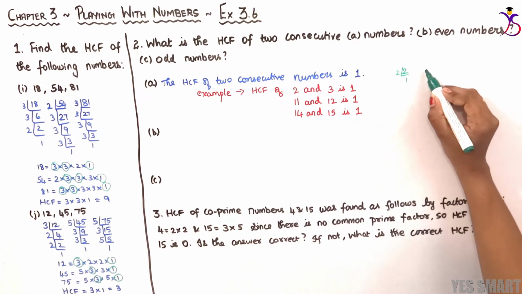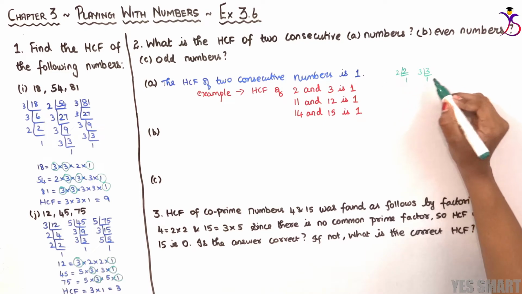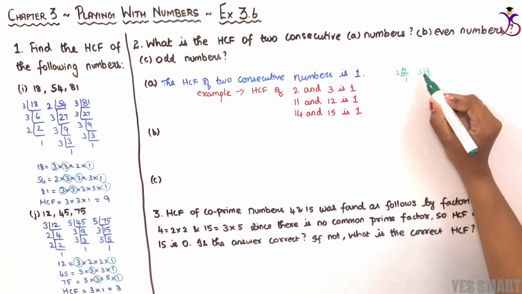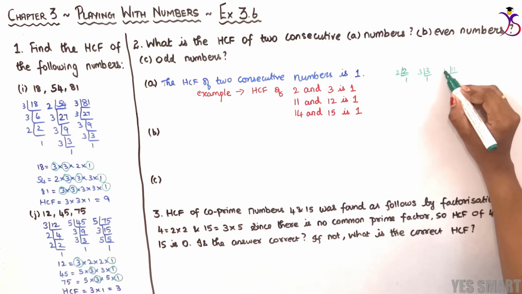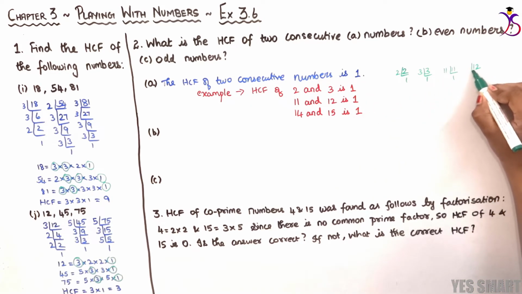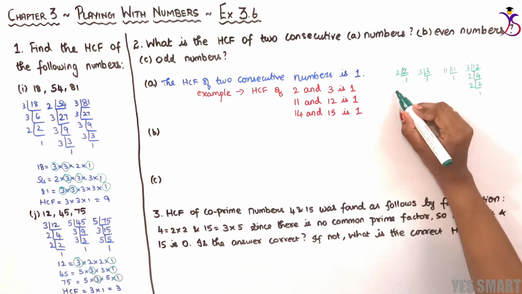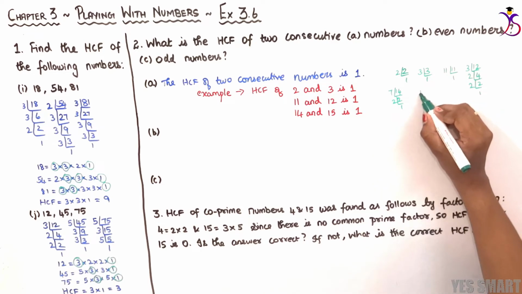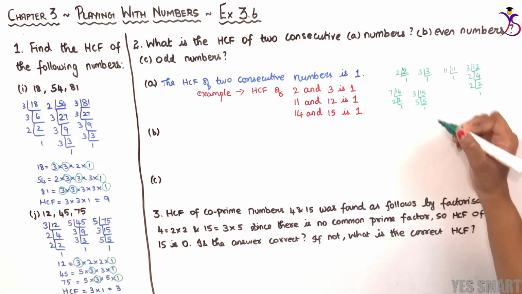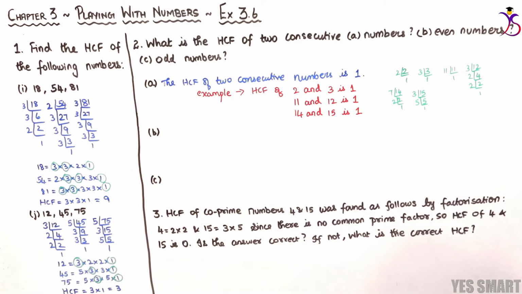Let's try and see. For 2, 2 ones are 2. For 3, 3 ones are 3. So the HCF is 1. For 11, 11 ones are 11. For 12, 3 fours are 12, 2 twos are 4, and 2 ones are 2. So on comparing, the common factor is 1. Even for 14 and 15, for 14, 7 twos are 14, 2 ones are 2. For 15, 3 fives are 15, 5 ones are 5. On comparing, again we have the common factor as 1. Hence, for any two consecutive numbers, the HCF is 1.